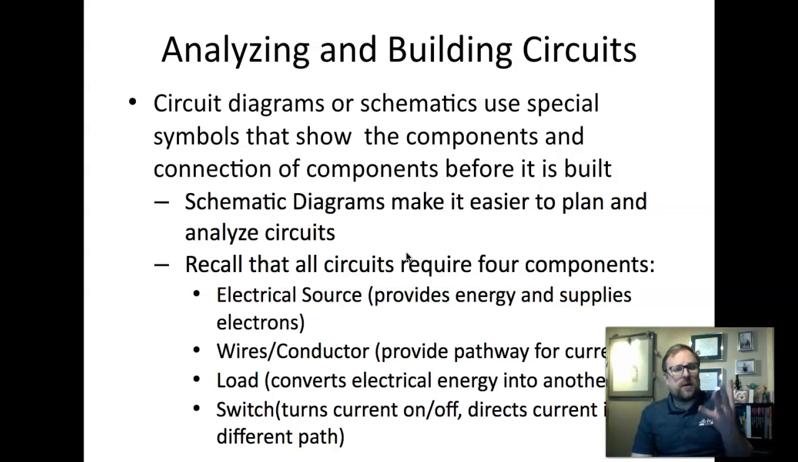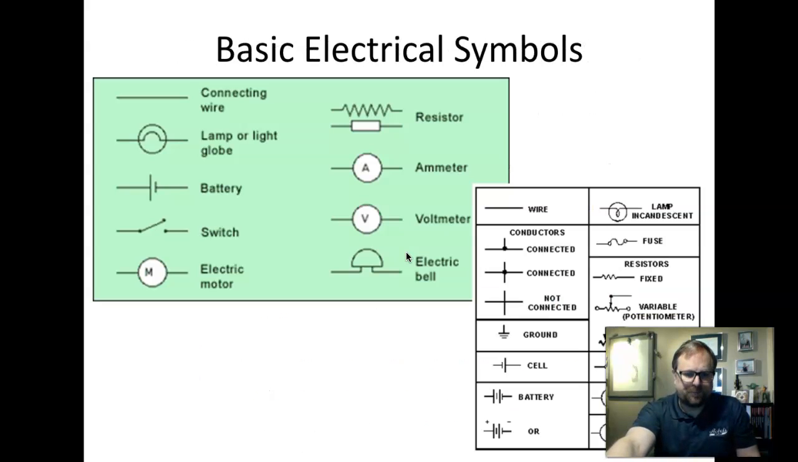Circuits, remember, require 4 components. We talked about this in concept D1. They need an electrical source that supplies energy or electrons to it. They need wires or a conductor to provide a pathway for the electrons or current to flow through. They need a load that converts electrical energy into some other type, so a light, for example. And they can have switches that turn on or off or direct current along different paths in that particular circuit.